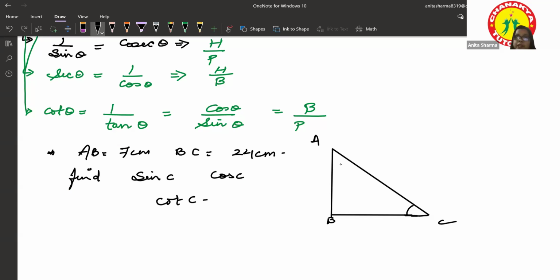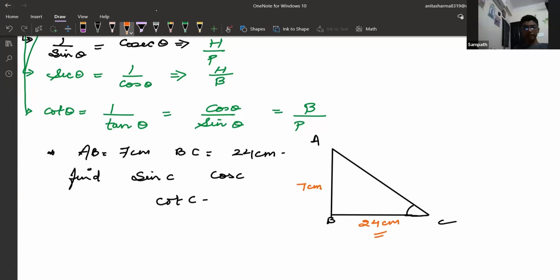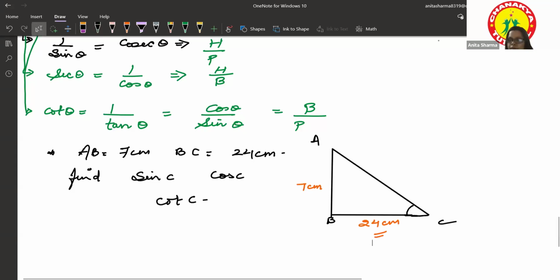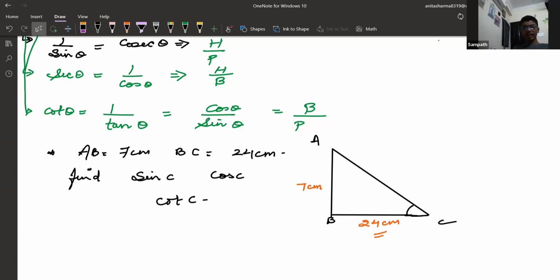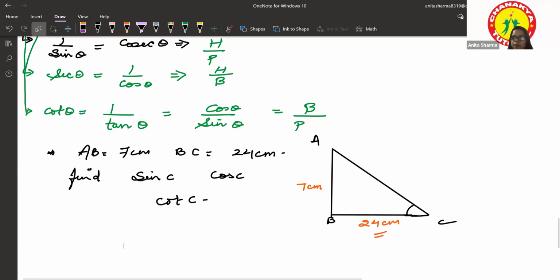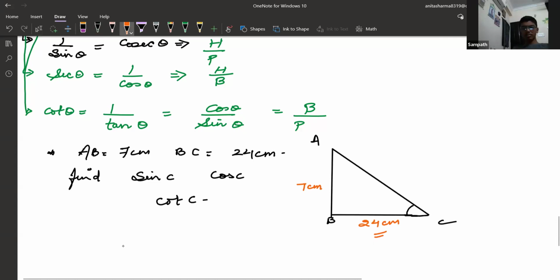Right? Sin C, cos C and cot C. So first of all, we have given two values, right? Two sides we have given. So Sampath, any idea? First of all, what we have to do here? Ma'am, first to make it easy, we'll find the hypotenuse. Yeah, by using? Pythagoras theorem.